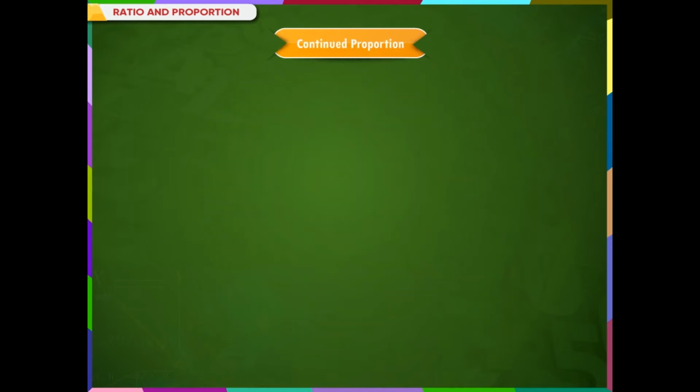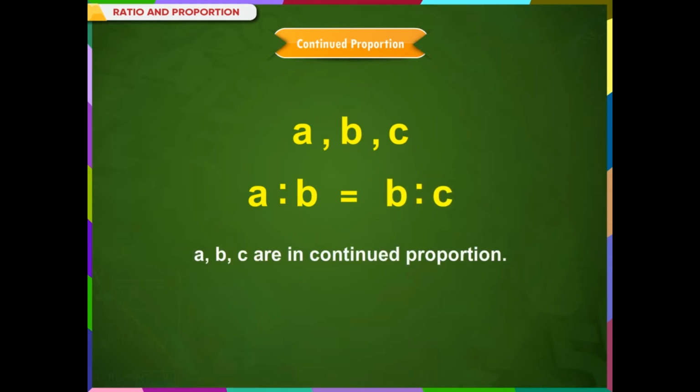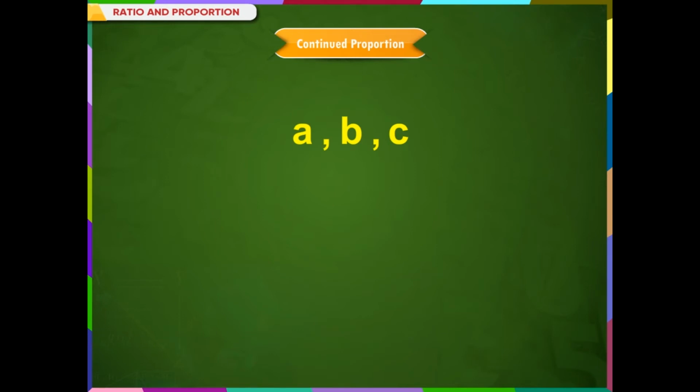Continued proportion. Suppose we have 3 numbers such that the ratio of first to second is equal to the ratio of second to third. We say that the 3 numbers are in continued proportion. The middle term is called the mean proportional between the first and third terms.